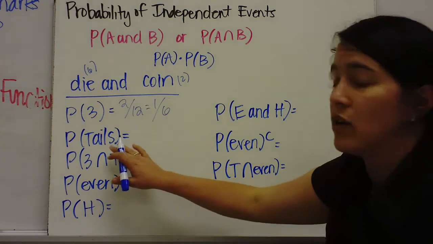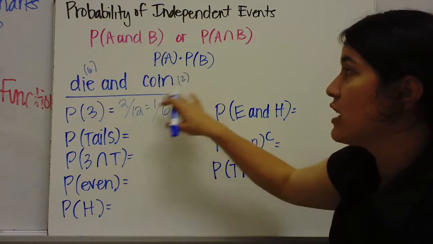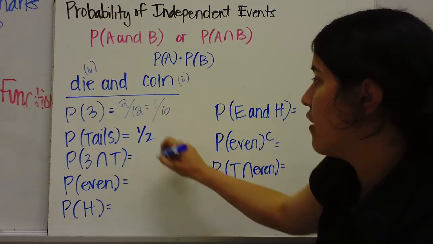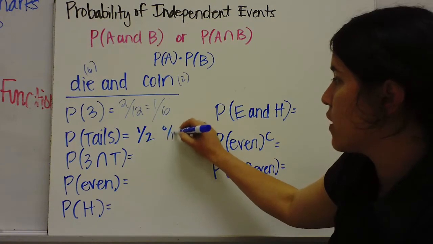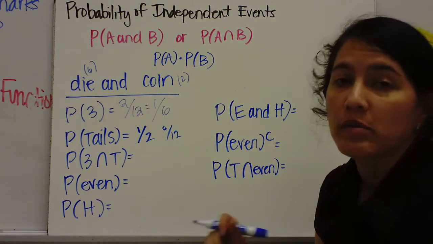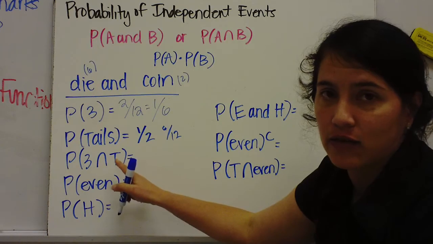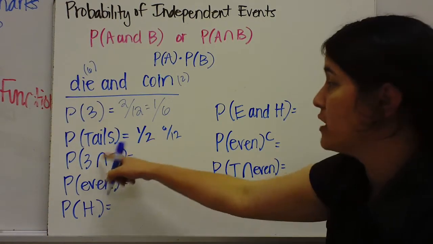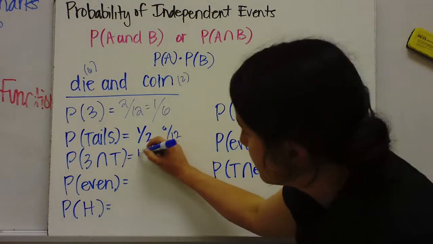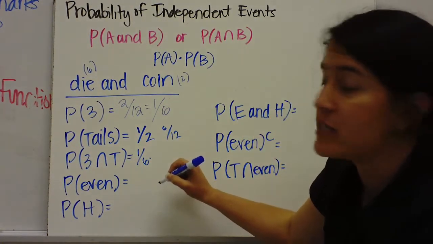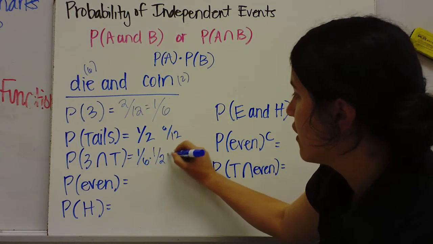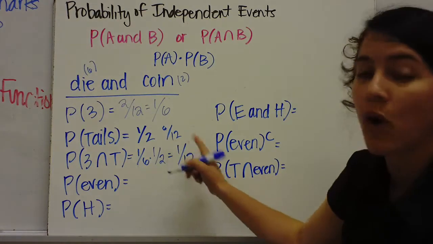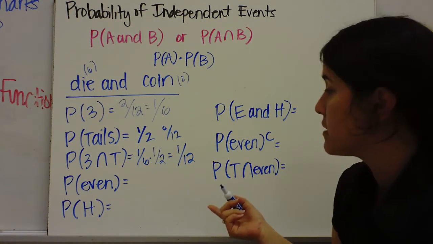The probability of a tail. So if you are putting these two together, remember there were 12 outcomes, tails would be half of those outcomes, 6 out of 12. The probability of a 3 and tails, that means you would multiply the probability of a 3, which is 1/6, times the probability of tails, which is 1/2. And so your probability of a 3 and a tails is 1/12, 1 out of the 12 possible outcomes.